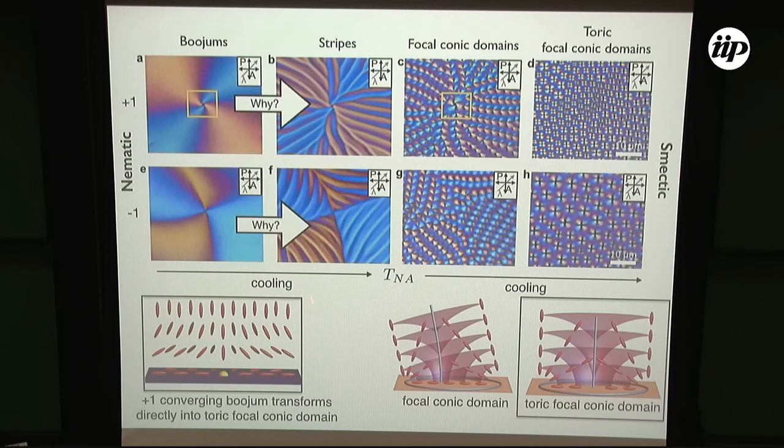Okay, with that said, I want to understand why the stripes form just above the phase transition, and then how can we understand the stripes breaking up into these aligned focal conic domains? Yes.